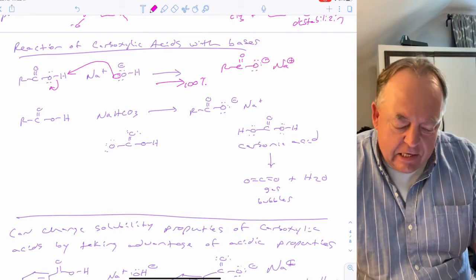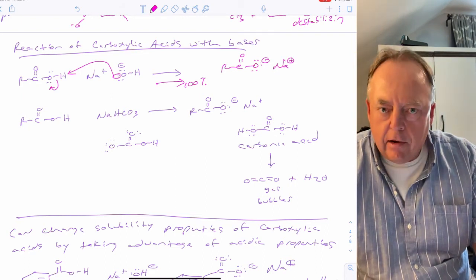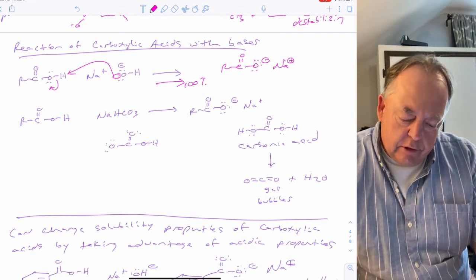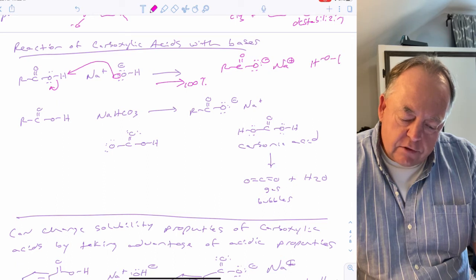Right, hydroxide is not a strong enough base to deprotonate an alcohol totally, but it is a strong enough base to totally deprotonate a carboxylic acid.